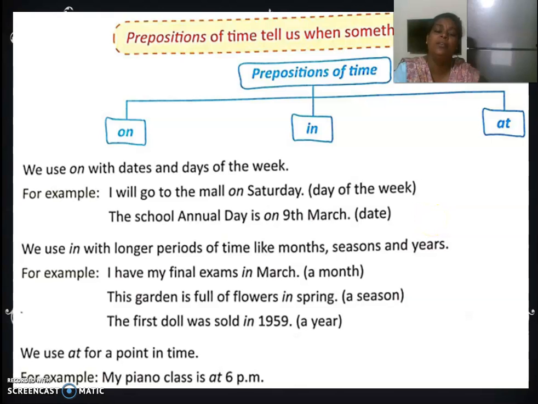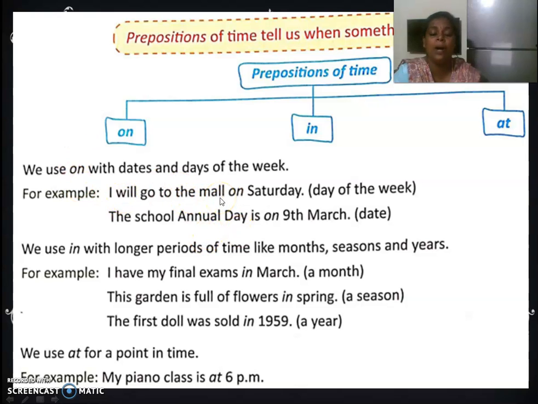So here they have given you, preposition of time tells us when something happens. When it happens, that you are relating the noun with something. So here we are using on, in and at. Okay, so now in the examples they have given you 2 sentences.